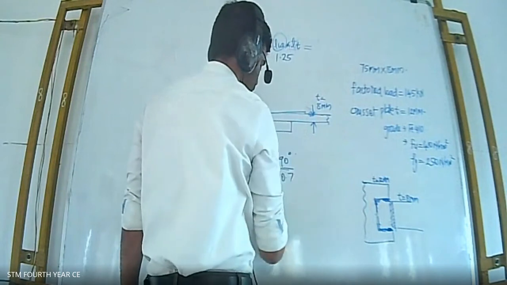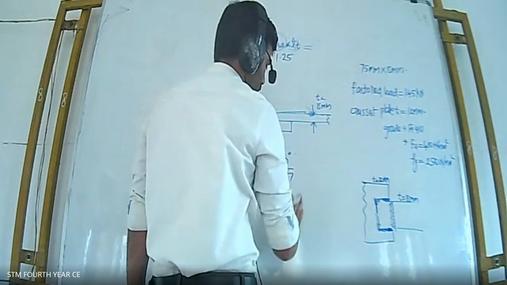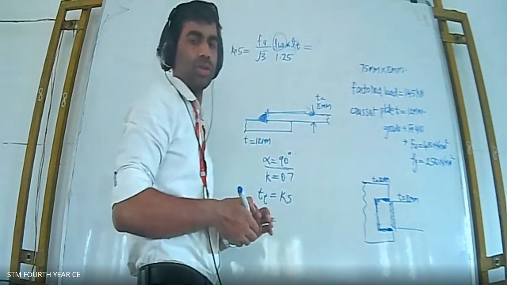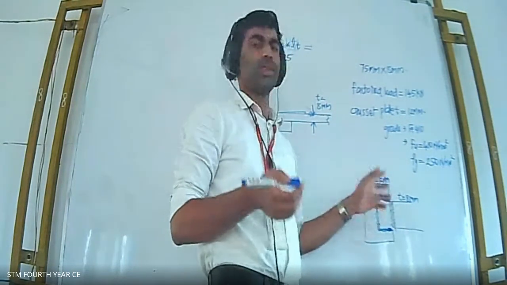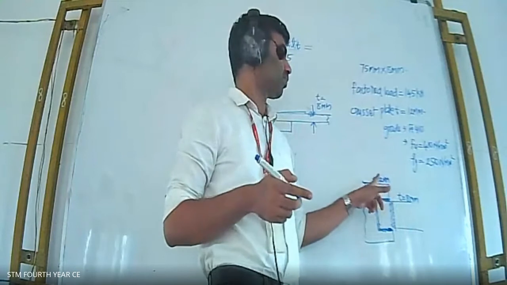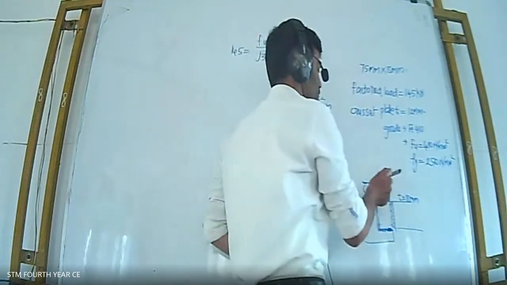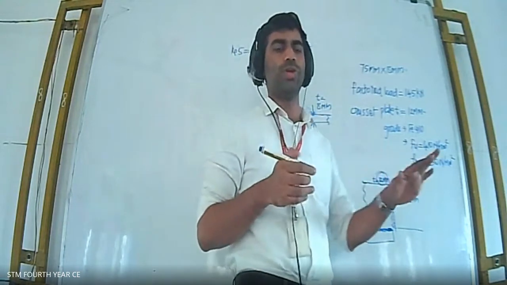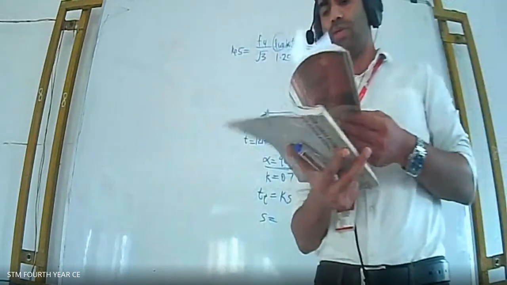Throat thickness Tt is equal to Ks. And what about S? Here S is the size of weld. So size of the weld is found out by comparing the thickness of the thickest plate. So thickest plate here is 12 mm. So if it is in between 10 and 20, then how much size you have to assume? It will be 5.